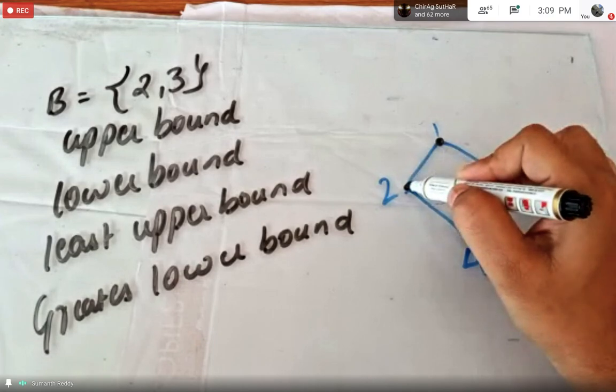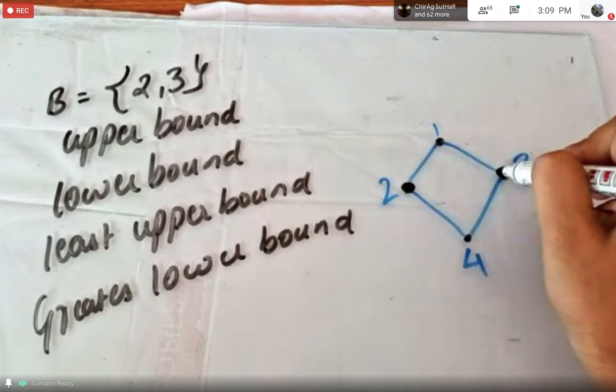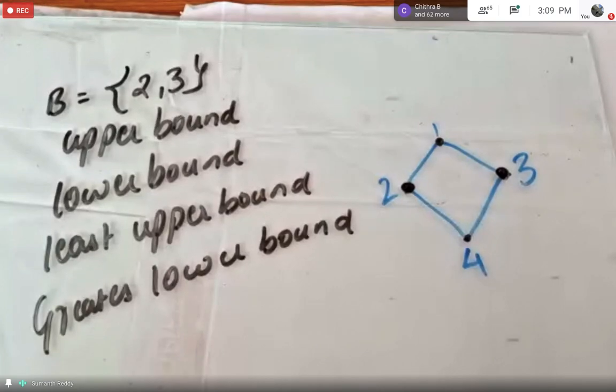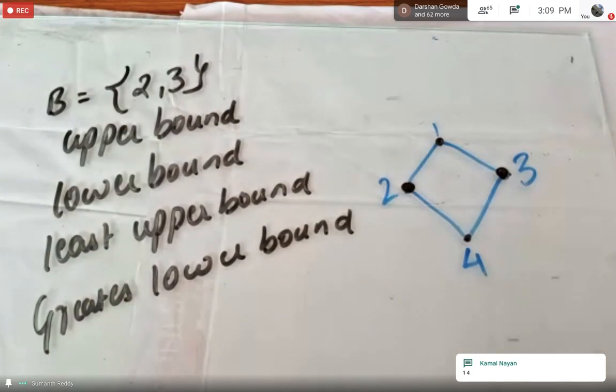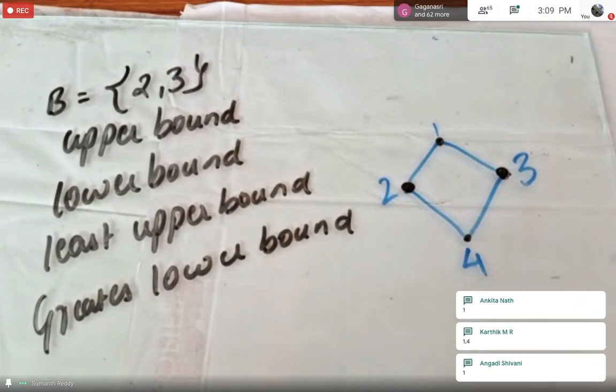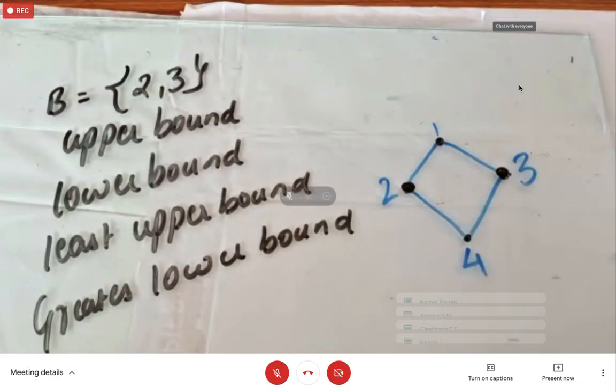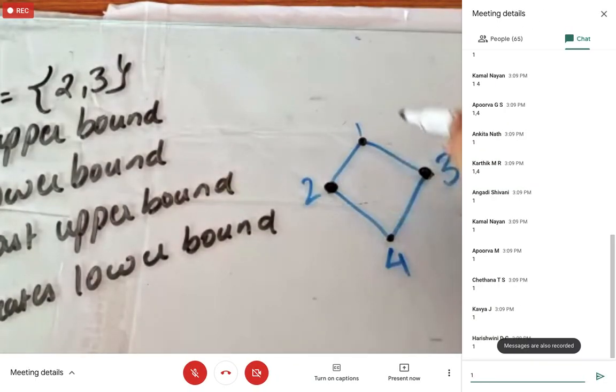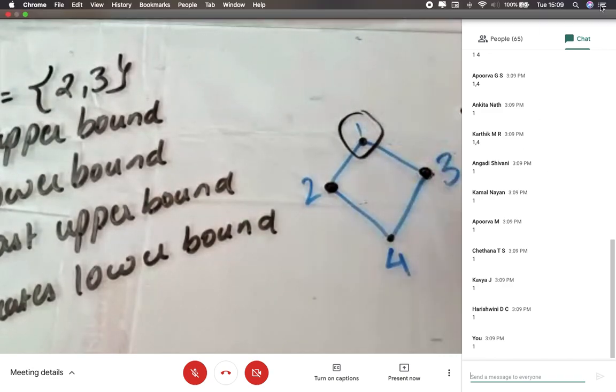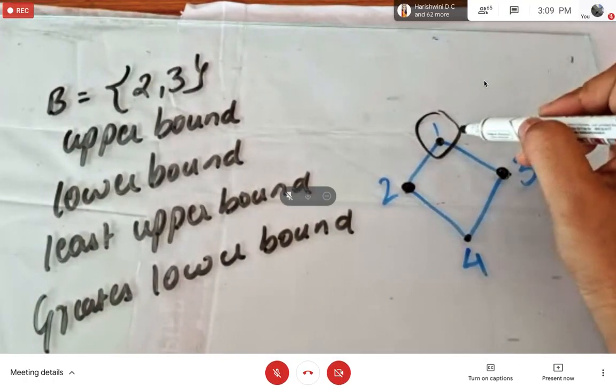See, actually, if you see, the subset of elements are only 2 and 3. Can you tell me, students, which are the elements that are related to 2 and 3? Which are the elements that are related to 2 and 3? Okay, some students are answering 4. No, I'm not telling related by, I'm telling related to. Yes, Angadi Shivani is correct. So the answer is exactly 1. Okay, so the element that is related to 2 and 3 is 1. So now in this example, we have only one upper bound element, that is 1.